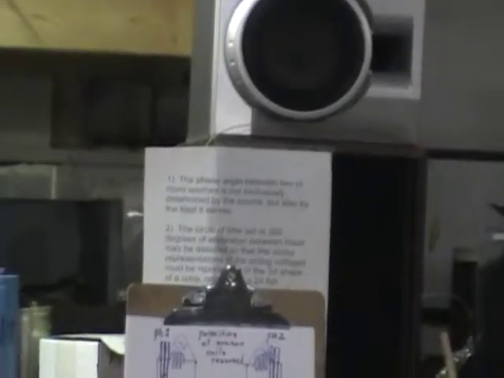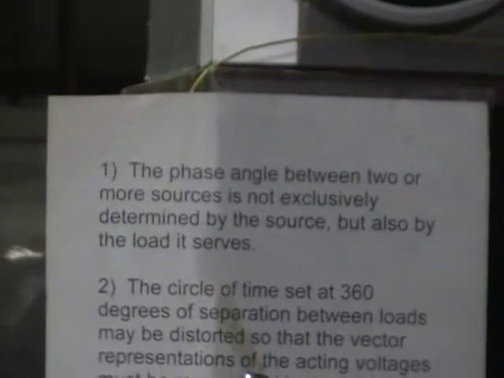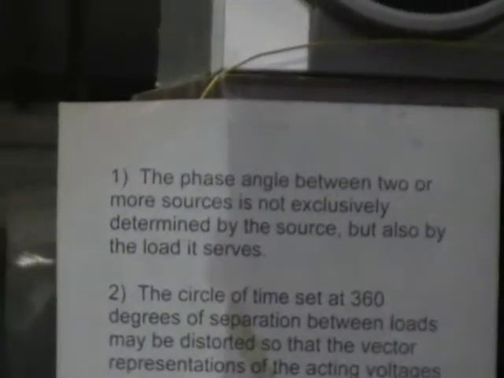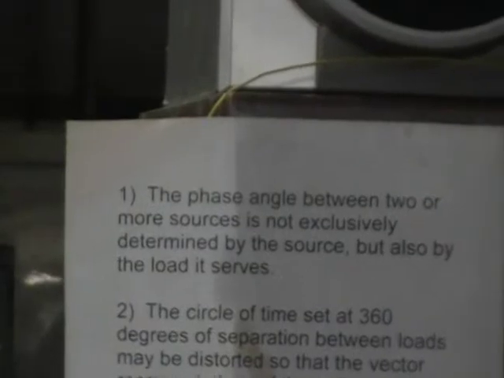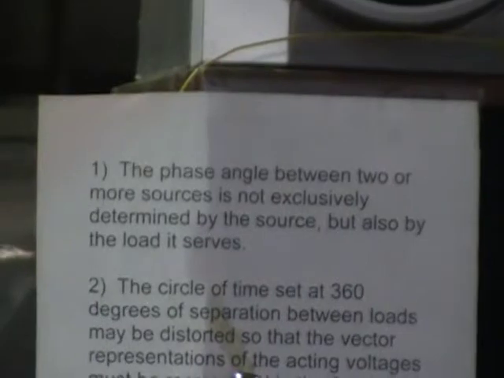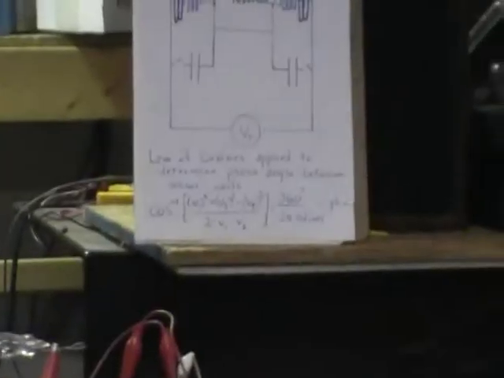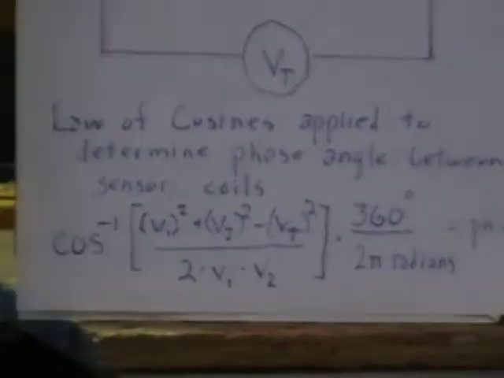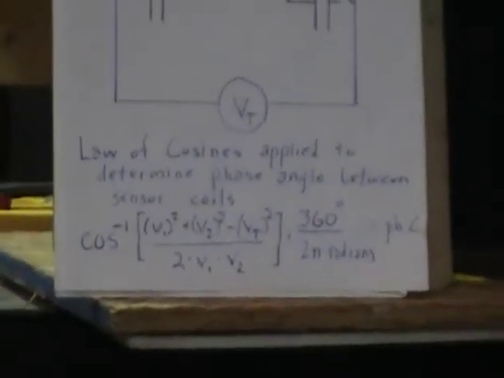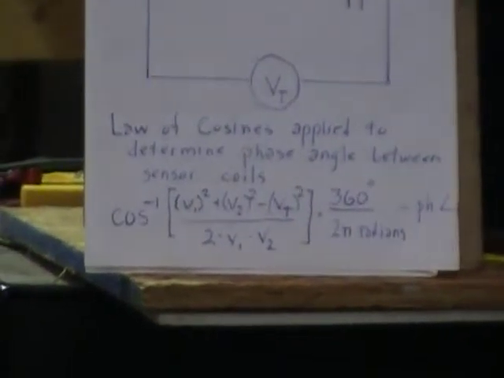Over here we have some past statements. The phase angle between two or more sources is not exclusively determined by the source, but also by the load it serves. We're going to try to show how this considerably varies in the lighting of that neon. Down here we have the circuit, and the law of cosines that we use by voltage meter readings to determine the acting phase angle.